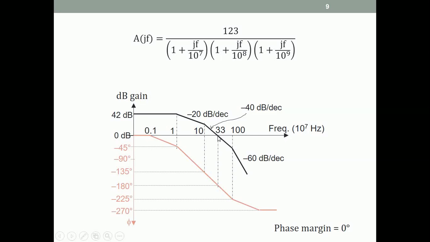It turns out that at 33 times 10 raised to 7, the gain becomes 1. Approximately, that's a little less than 33. At that point, if you evaluate the phase, it is -180 degrees. So at the unity gain frequency, or when the gain is 1, the phase is -180 degrees. So this has A equal to -1 at f equal to 33 times 10 raised to 7, and this system has a phase margin of 0. All right.